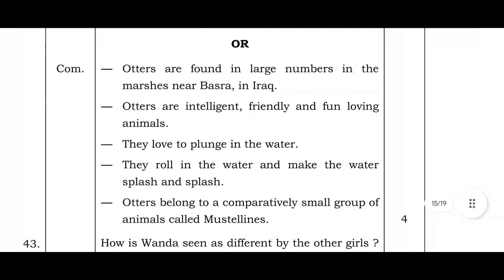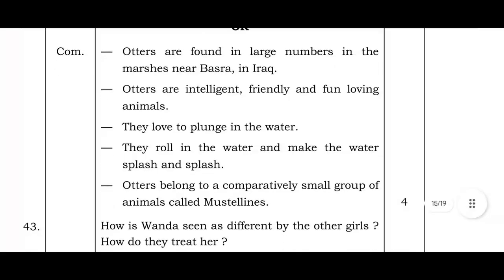Otters are found in large numbers in the marshes near Basra in Iraq. Otters are intelligent, friendly and fun-loving animals. They love to plunge in the water. They roll in the water and make the water splash and splash. Otters belong to a comparatively small group of animals called mustelines.